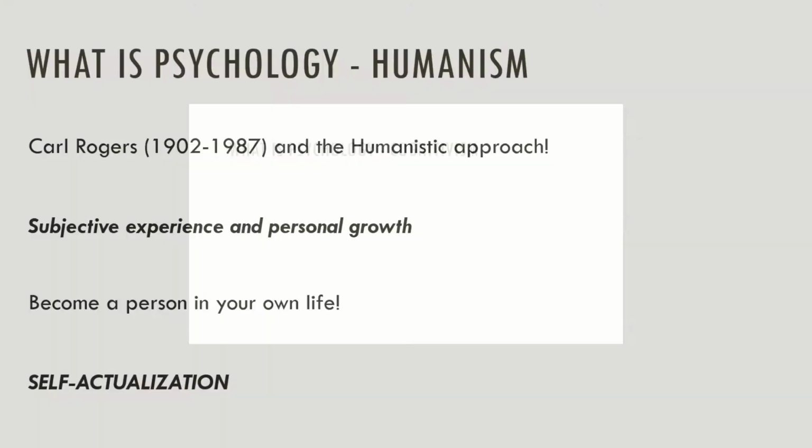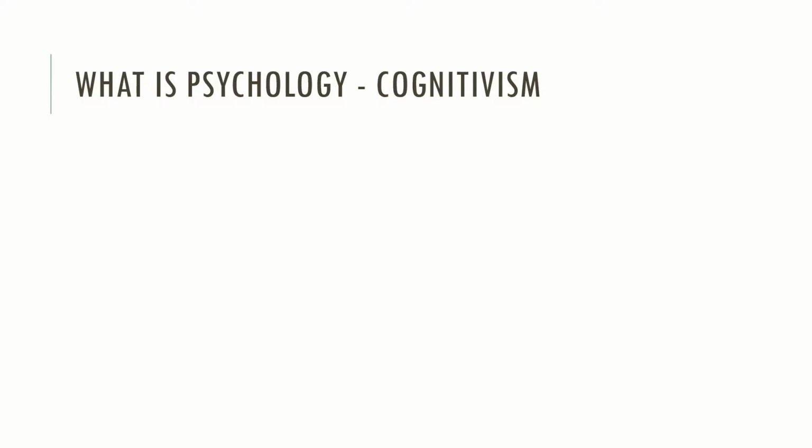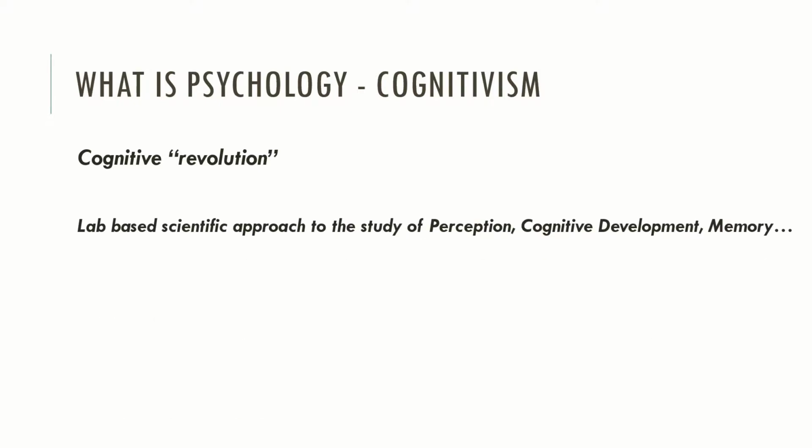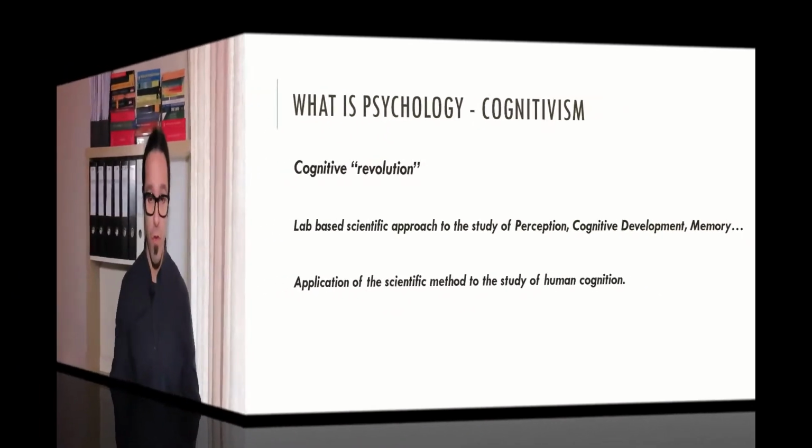However, in the 60s, another revolution starts to emerge. This revolution is called the cognitive revolution. The cognitive revolution started in the 60s and adopted a lab-based scientific approach to memory, perception, cognitive development, mental illness, and much more. The cognitive perspective was focused on mental processes such as memory, attention, decision-making, and which mental instances were responsible for cognitive processing.